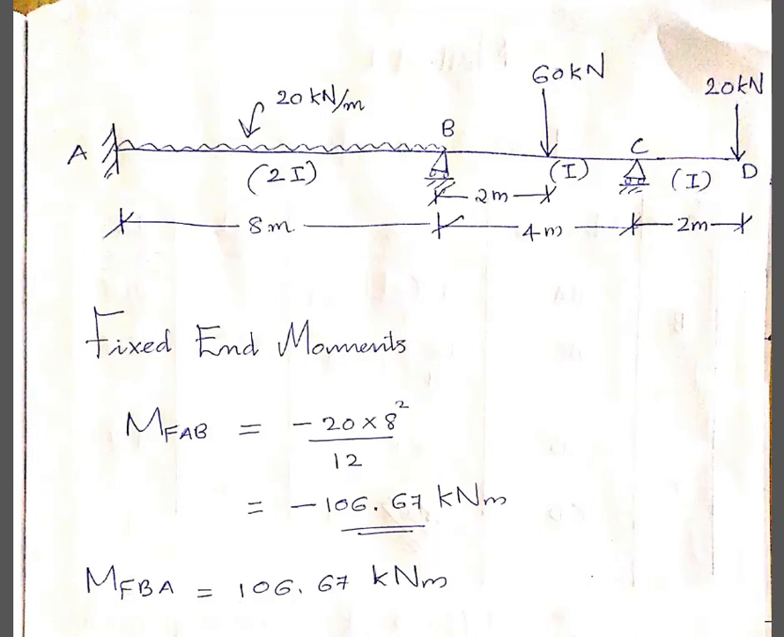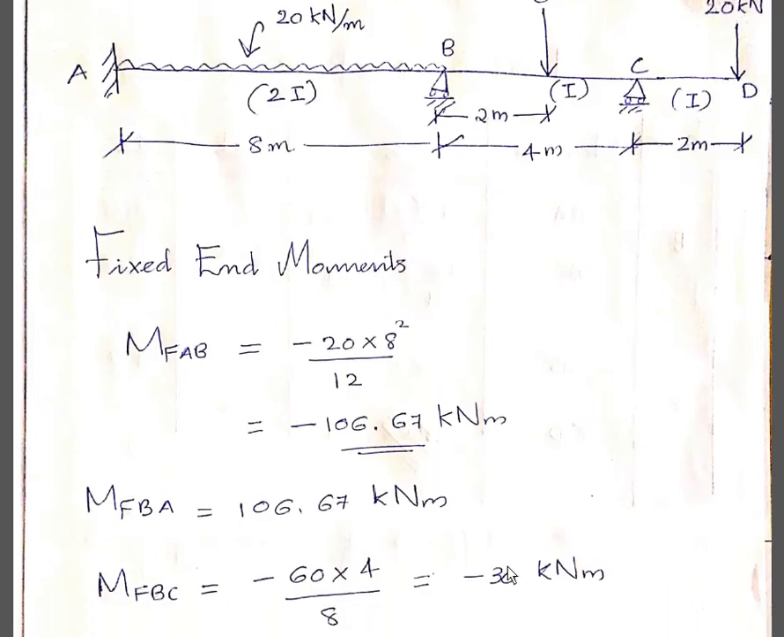Now first of all we have to calculate the fixed end moments for the different spans, M of AB, M of BA, M of BC, M of CB, and the moment MCD, because there is a moment at C due to the overhang, the load at the end 20 kilonewton. So here M of AB is equal to, as UDL is acting, minus WL square by 12. So minus 20 into 8 square by 12, minus 106.67, and M of BA is equal to 106.67.